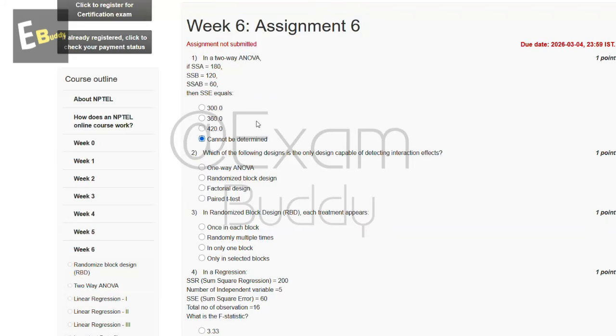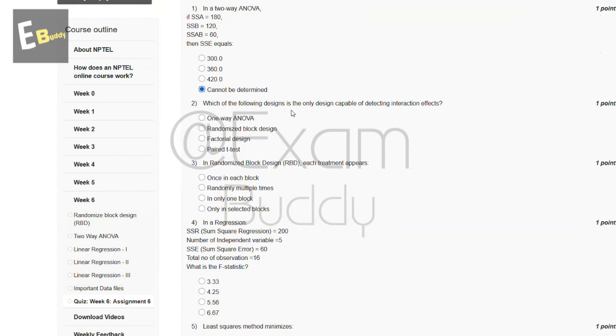And now let's go to our question number 2. Which of the following designs is the only design capable of detecting interaction effects? So these are the options, and the answer of our second question is C, factorial design.